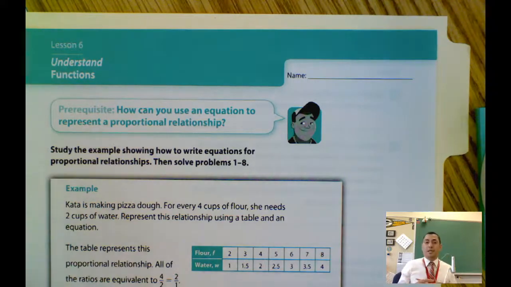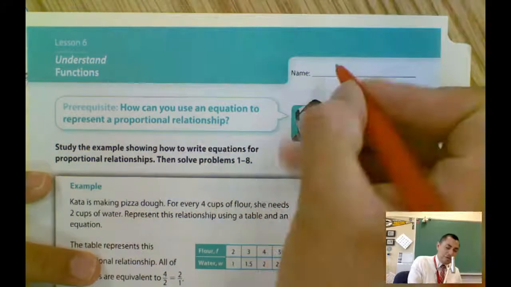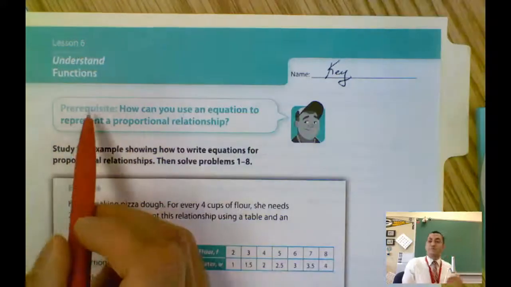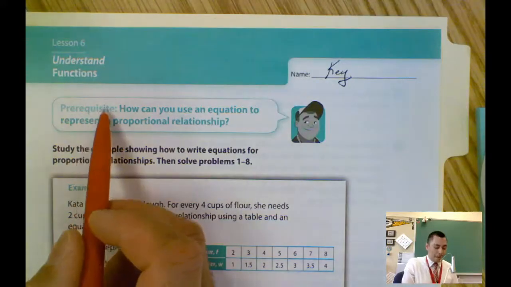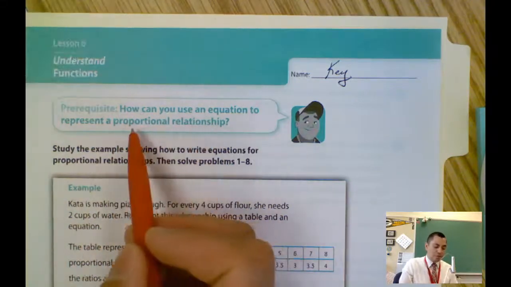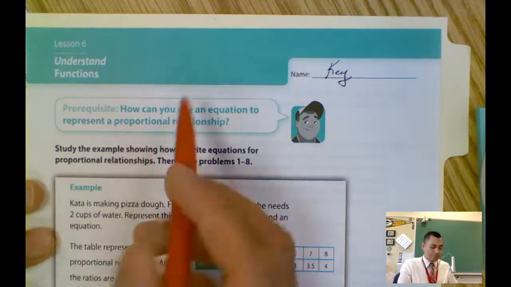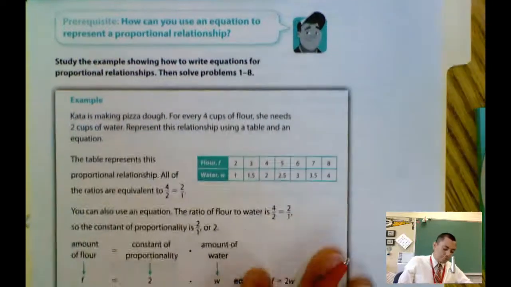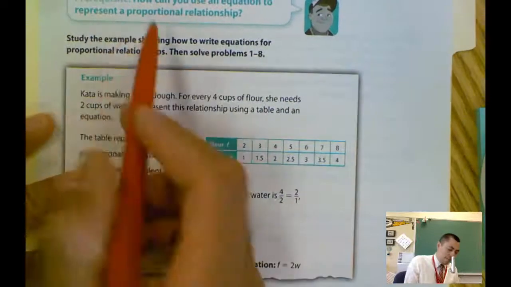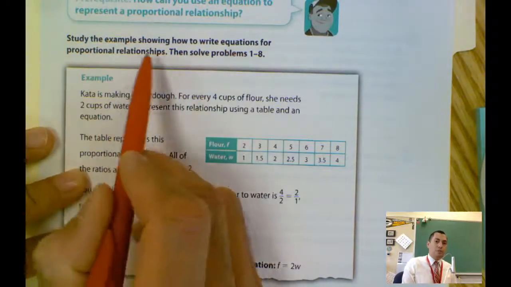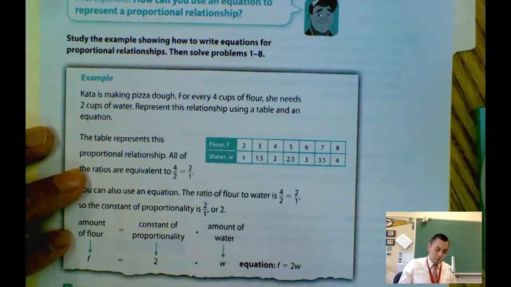Remember, every time we start the homework with reading. So this is going to be our key for the assignment. Remember that before we start this class, we are supposed to know how you can use an equation to represent a proportional relationship. So study the example below. We're going to read the example below. And the example says, study the example showing how to write equations for proportional relationships. Then solve problems 1 through 8.